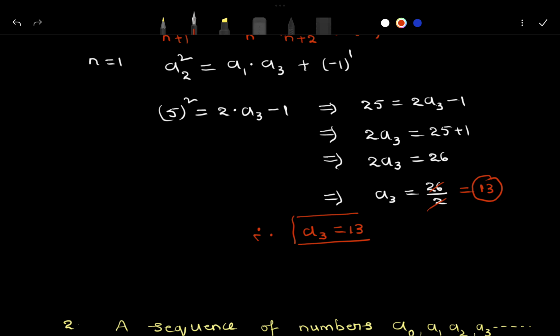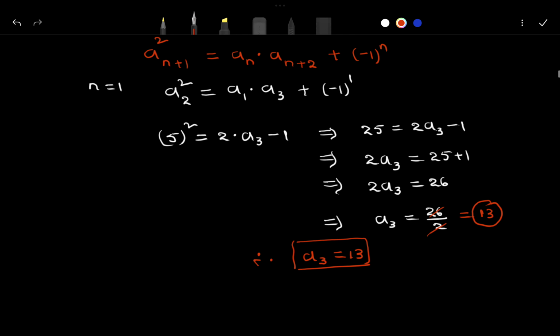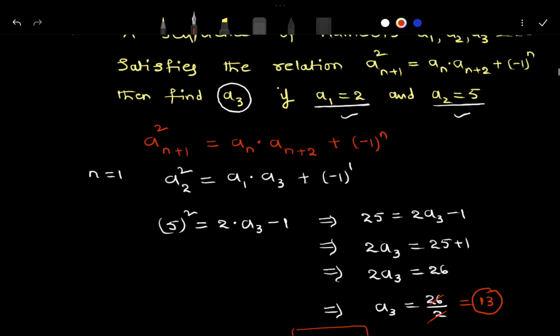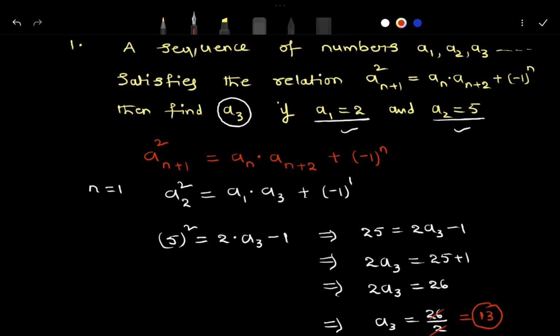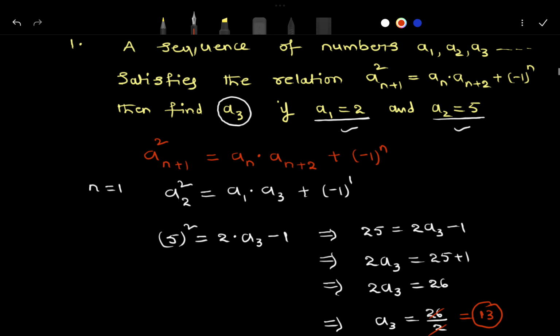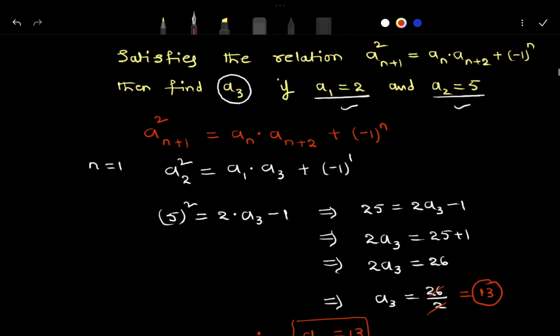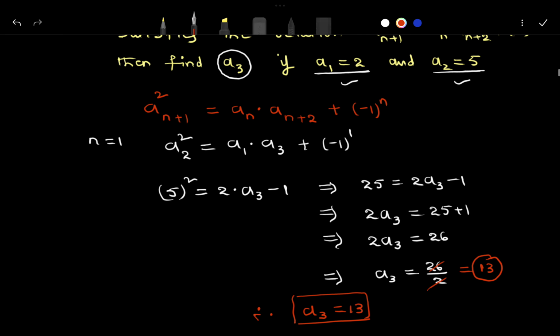So like that you can find a4, a5, a6 and so on by using the given information. Okay, once again you see, this is one of the different model questions and very important to develop more knowledge in sequences.